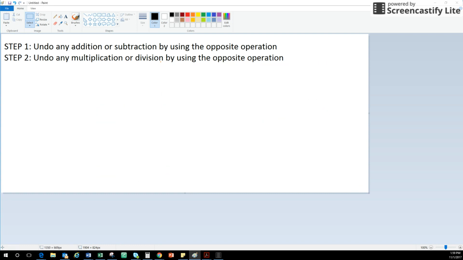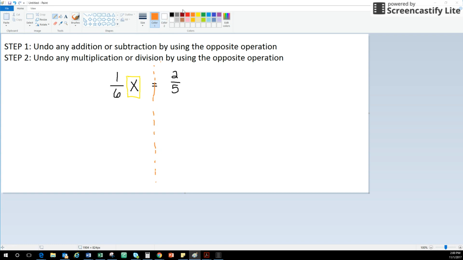So the next one, we got 1 over 6 times x equals 2 over 5. And what we should be thinking here, again, we're going to undo any multiplication or division being done on this variable by using the opposite operation. And whatever I do to one side, I'm going to do to the other.